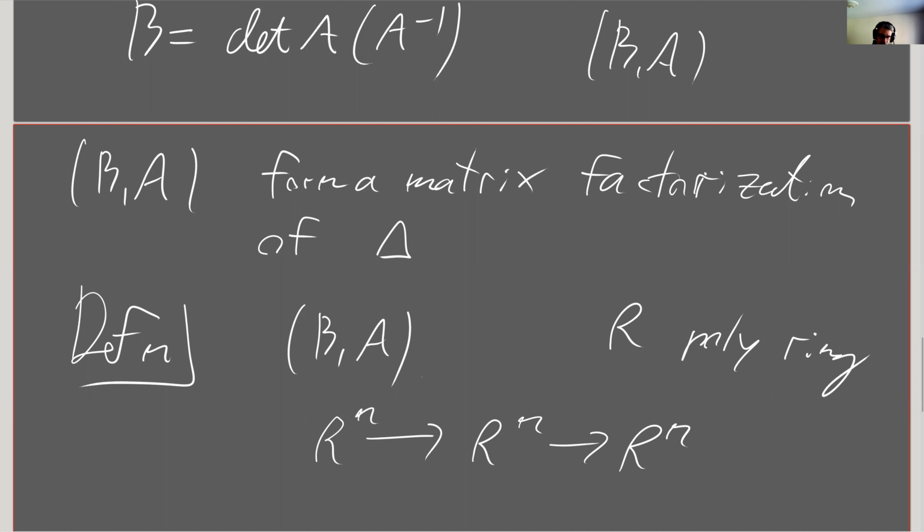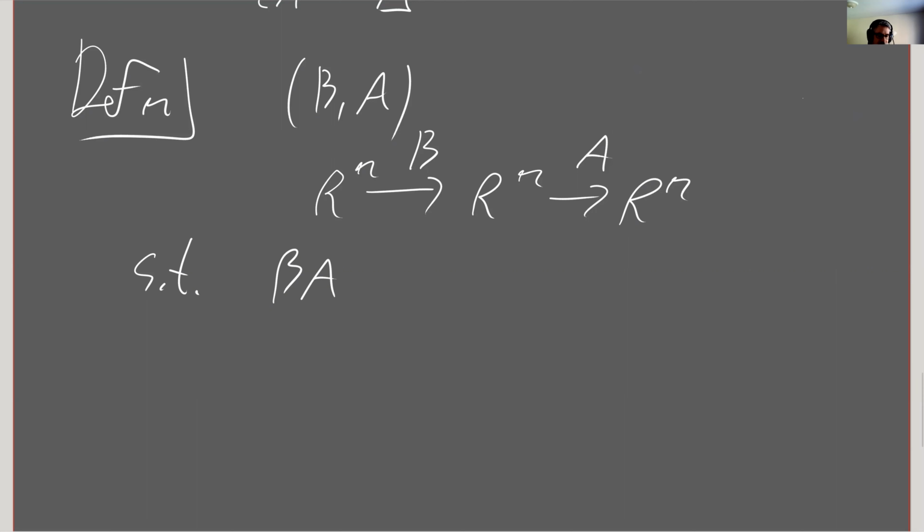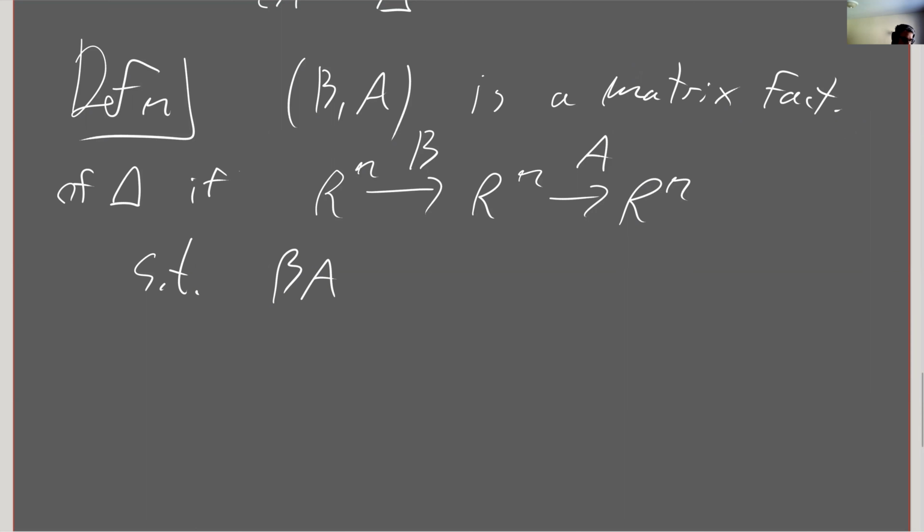Okay, BA square matrices such that, sorry, let me do this right, this is a matrix factorization of delta if AB and BA are both delta times the identity. Okay, so that's the definition of a matrix factorization.